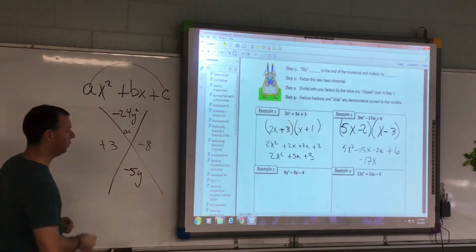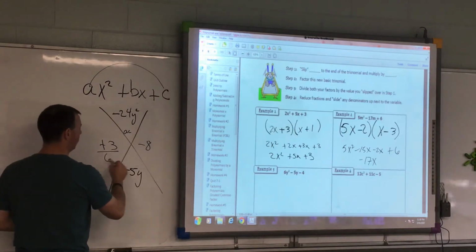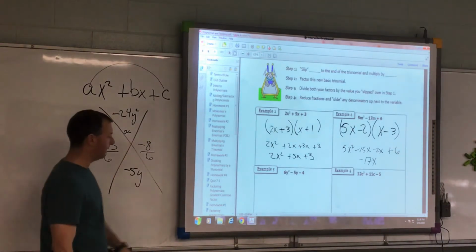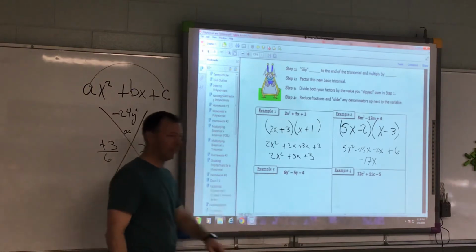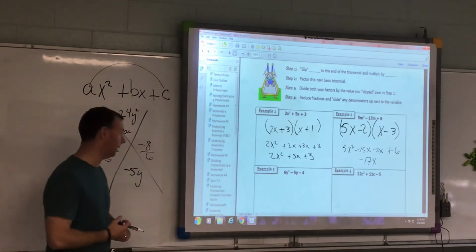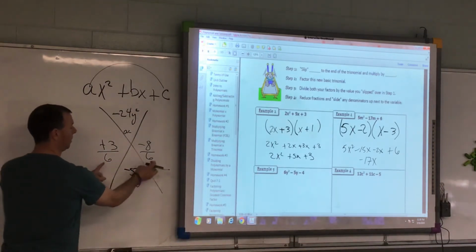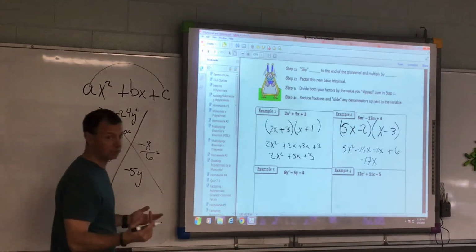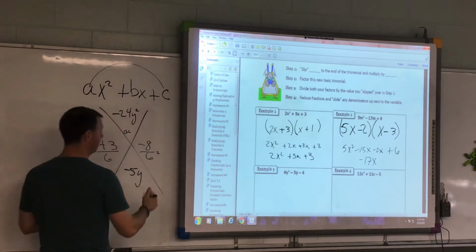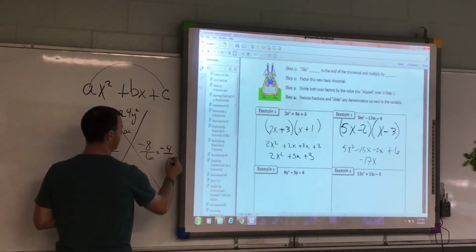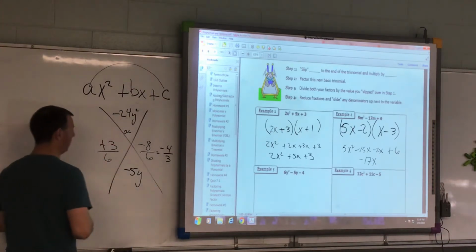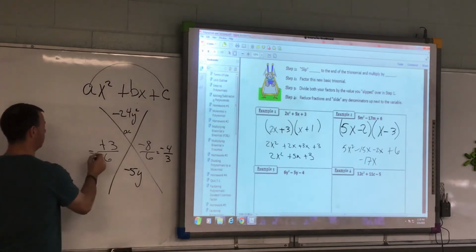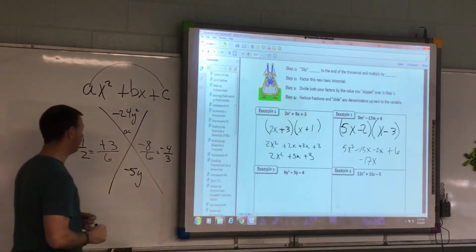Remember, don't forget to do the slide part. So I'll put these both under 6, which was my first term. That's probably the part that people are going to forget. But take that first term and slide it under, and you still have to reduce fractions. So negative 8 over 6, both divide by 2. That's negative 4 over 3, and 3 over 6 reduces to 1/2.